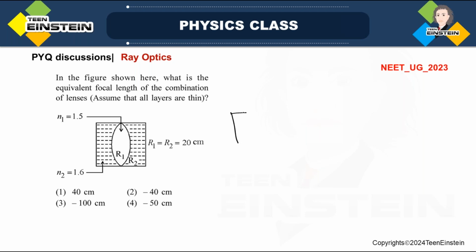One is this one, which is made of just liquid. That means you have three lenses, and this is also another lens. I'm just drawing it here.